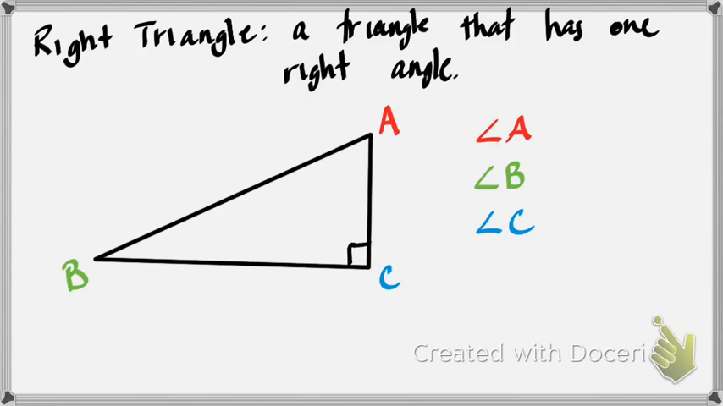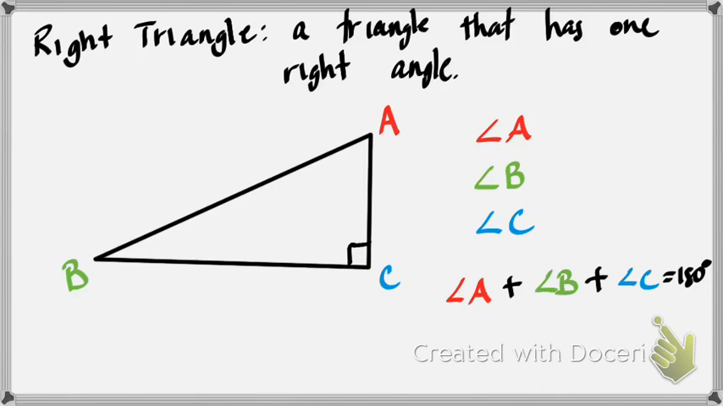Now, the relationship between these is, if you remember, the sum of all three of these: angle A plus angle B, plus angle C is going to equal 180 degrees.